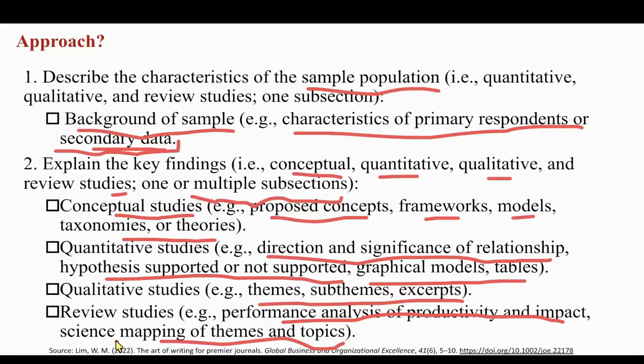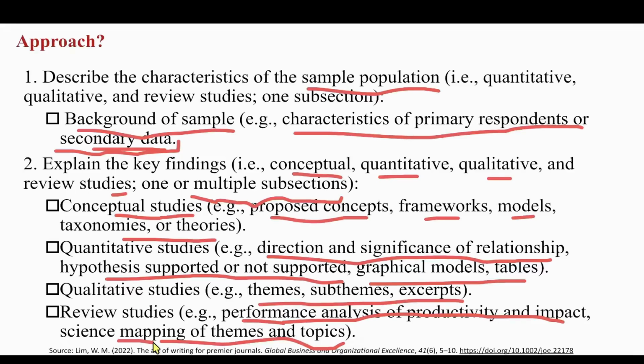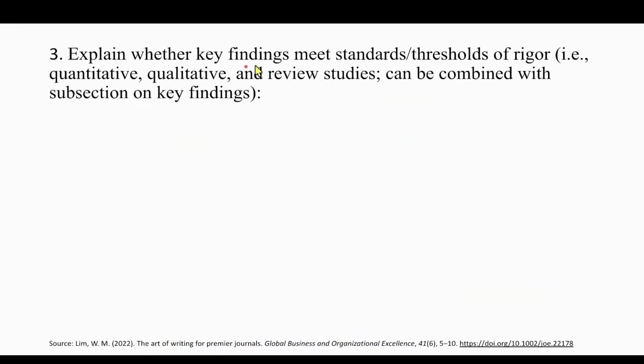And when you read their papers, they clearly indicate various ways of performance analysis and science mapping. So what exactly are we doing, and how are we putting it forward systematically? This is the main aspect, apart from first the background and then explaining the key findings. Then explain whether the key findings meet standards and thresholds of rigor or not.